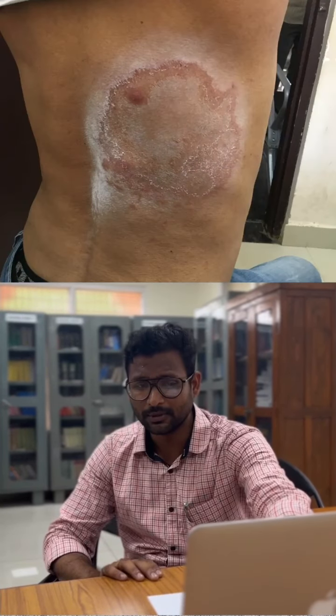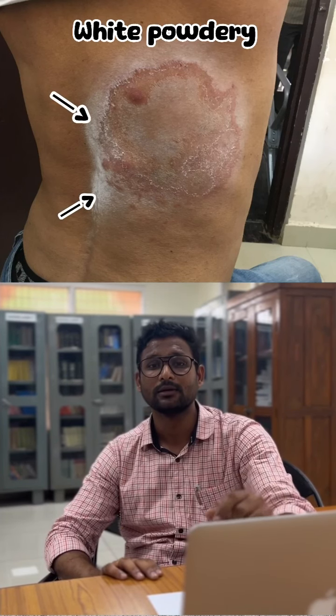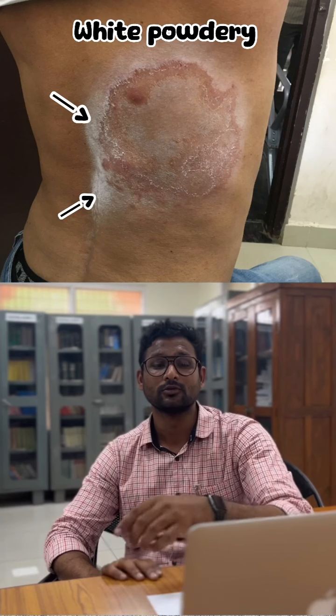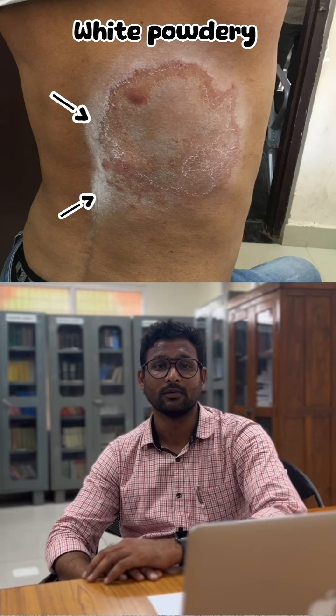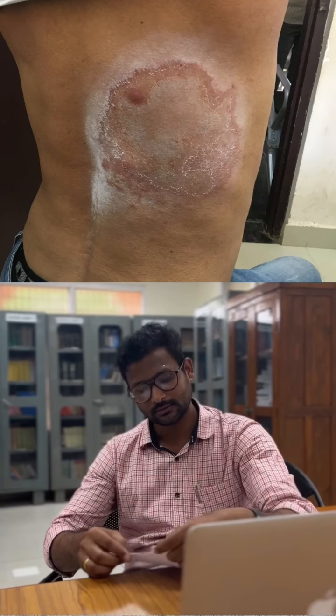So this is one case of an immunocompromised condition, especially type 2 diabetes mellitus. This is responsible for the non-healing of this lesion, and the lesion is quite extensive only because of type 2 diabetes mellitus. In this picture there is some white powdery thing in the periphery. This is due to topical powder application by the patient. This is one more finding in this case. So this is clinically a case of Tinea corporis.